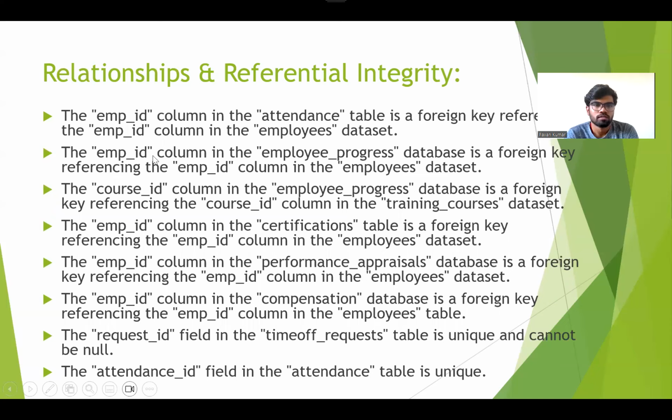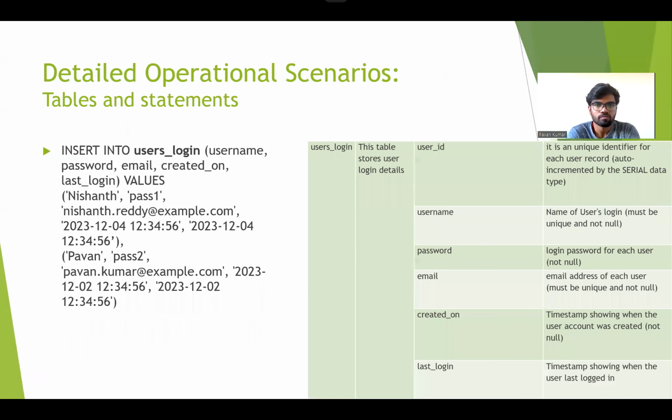The employee ID column in the attendance table, the employee ID column in the employees data set, and the employee ID in the employee progress data set. These are all foreign keys. The course ID, employee ID, the request ID, and the attendance ID in the attendance table are unique. And these are the foreign keys. We have these different foreign keys in all the tables, which show the relationships between the tables.